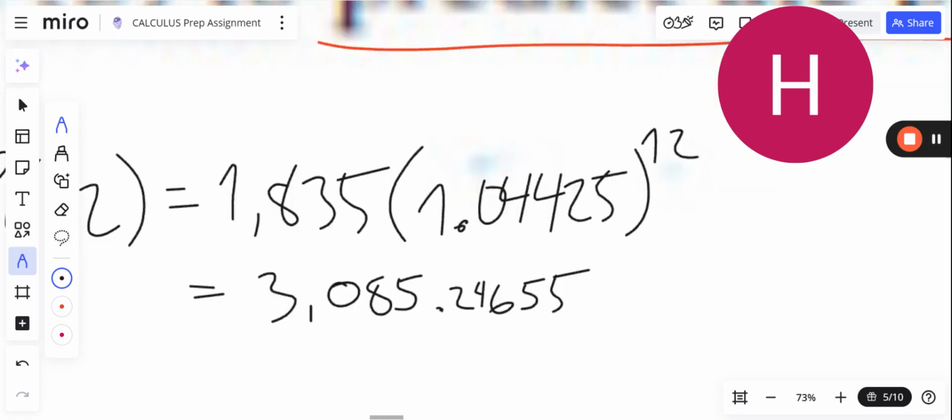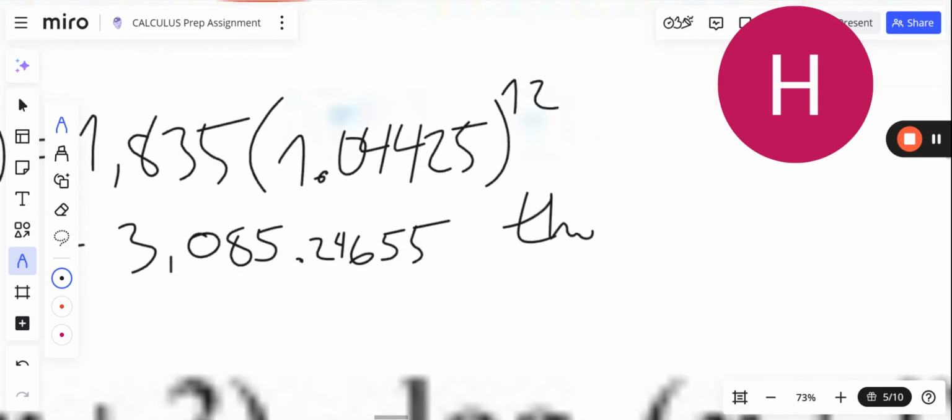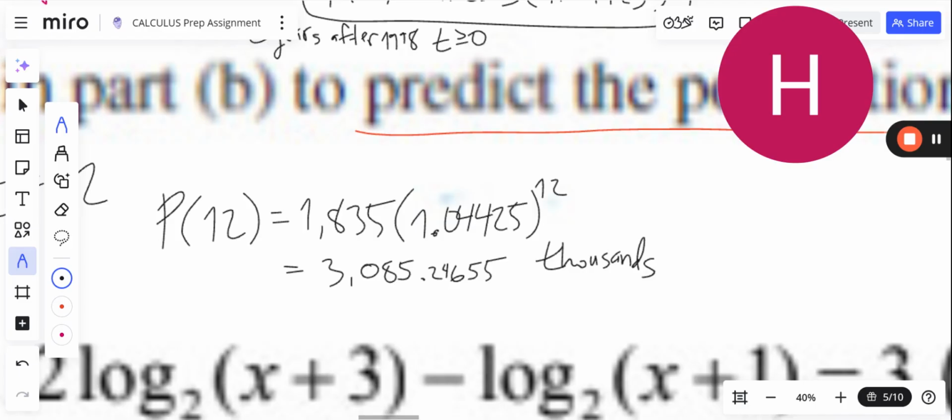I'm getting 3,085.24655. Now this is in thousands, so really what that means is it's almost 3.1 million. And I'm curious, what's the population in Nevada in 2010? I have to look up 2010. So, 2010 Nevada population. It's crazy that we can just look this up on our phones, by the way. It was 2.702 million.